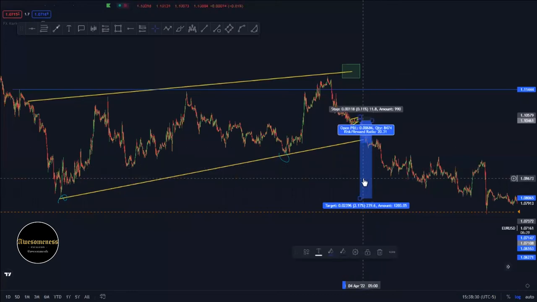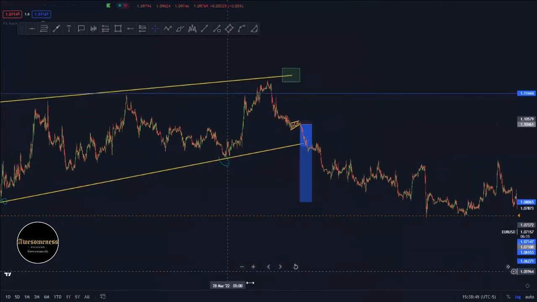Imagine this particular trade. How many pips is this? 238 pips, 236 pips. Imagine you using 0.05 lot size on this. Huge money that will carry you for a whole month or a whole week. Let's say a whole week. So that's how we trade in the Falcon strategy.